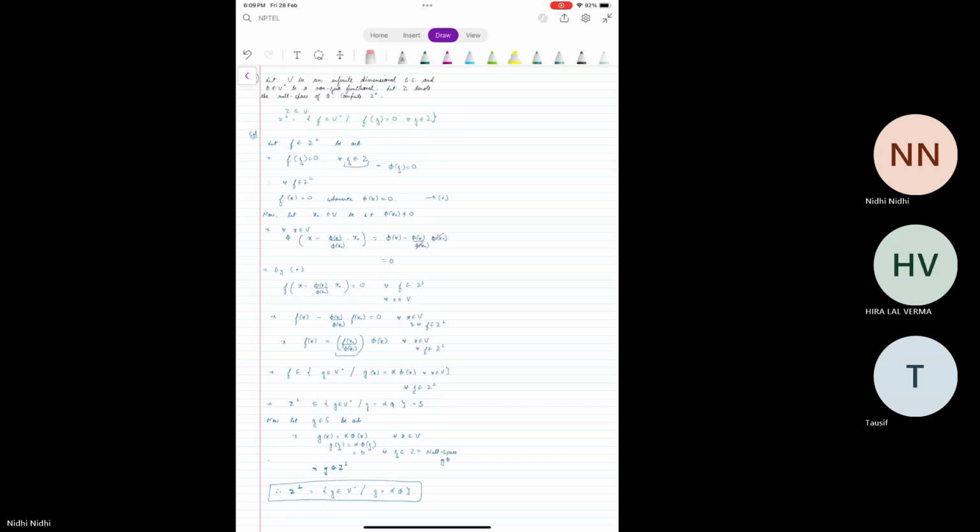So basically, we have shown that if we have a bounded linear functional, the perpendicular of its kernel or its null space is the set of all those functionals which are scalar multiples of that functional phi.